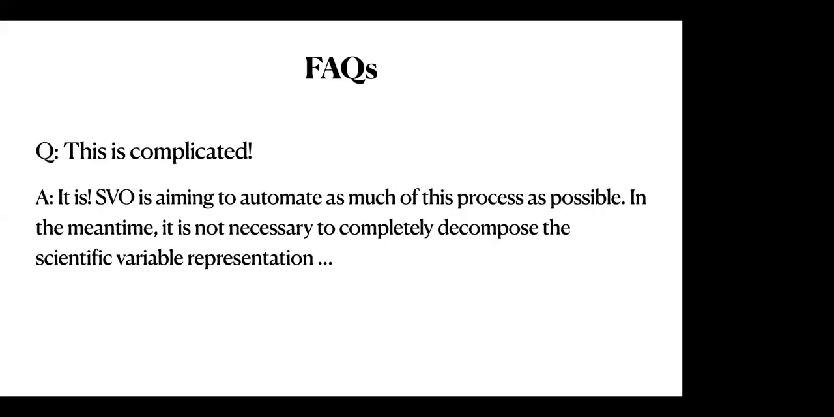this mathematical model. So we're getting to the end of the presentation, and I just wanted to put here our most commonly asked question, which is, this is complicated. And the answer is, it is. It really is. It's a complicated problem. And that is why there are so many standards and so many people out there trying to decide what's the best way to describe these scientific variables in a way that machines can understand. And I do think that SVO is a great tool for doing this. And we are aiming to automate as much of this process as possible, so that you, as a scientist, do not have to worry about it.